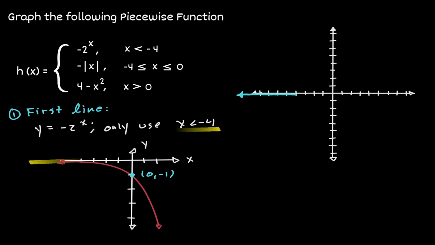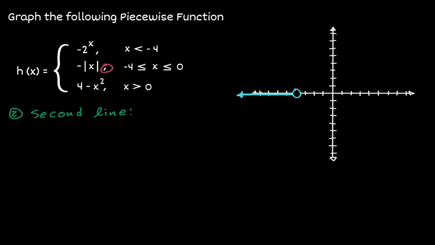Now the last thing to check is what is going on exactly at the value of -4. Notice that the inequality does not have an equal sign underneath it. Therefore, we're going to have an open circle at -4. So we're done with the first line. Now let's concentrate on the second line.